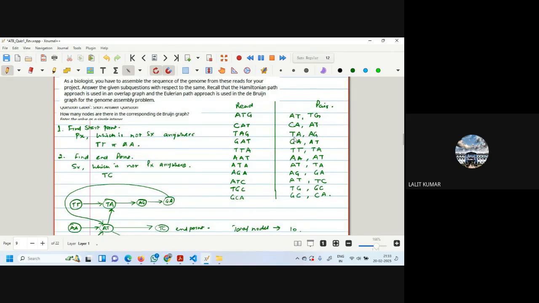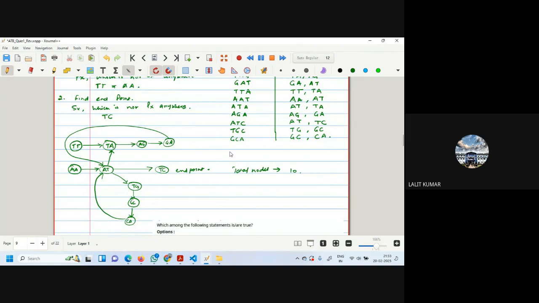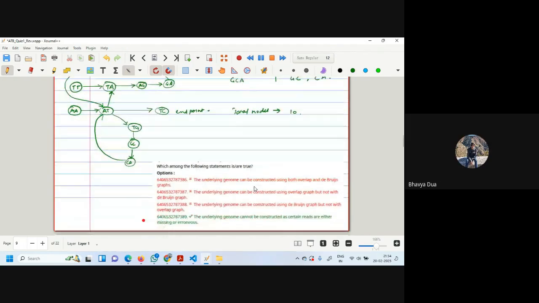Then I find the endpoint. The question is: how many nodes are there in the corresponding de Bruijn graph? The endpoint I have found is TC, and using the same philosophy we have been using till now, I build the graph. There are two starting points, AA and TT, and one endpoint. If we do that, we find the total nodes are 10. Does anybody want me to do this question again, or can we move on? No, sir, all clear.